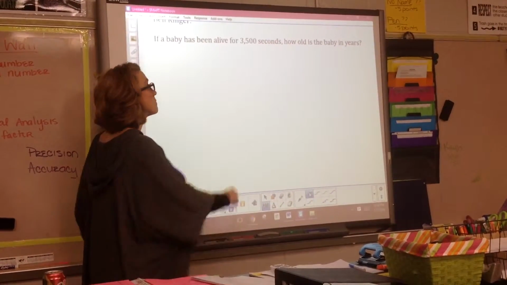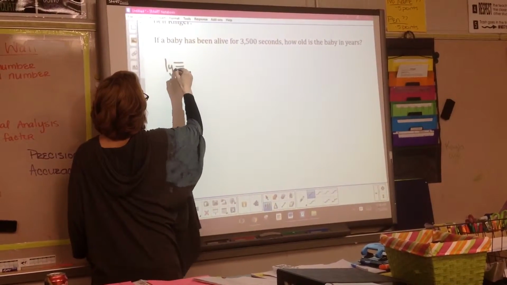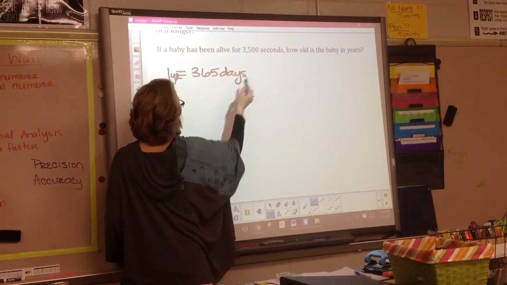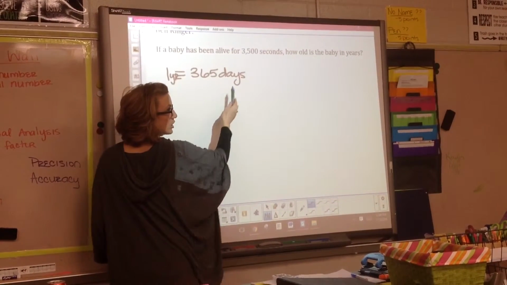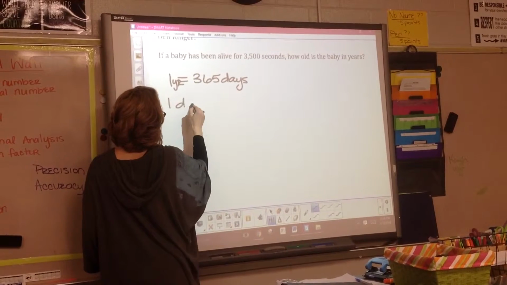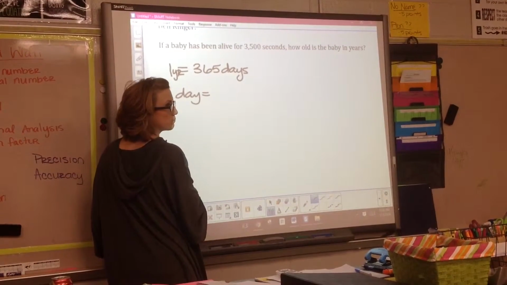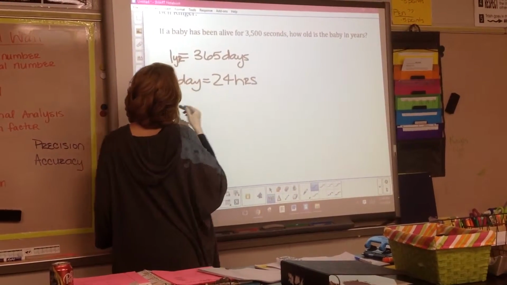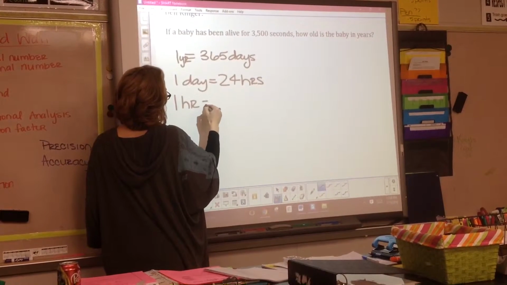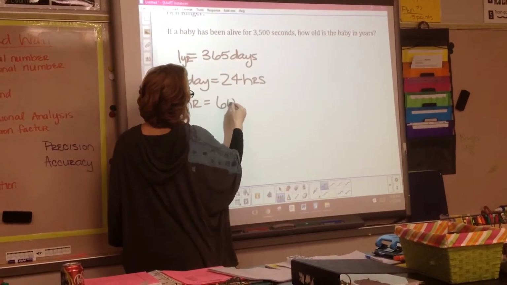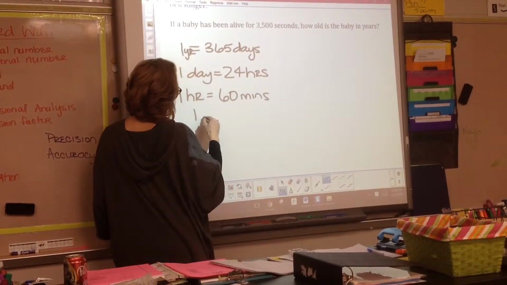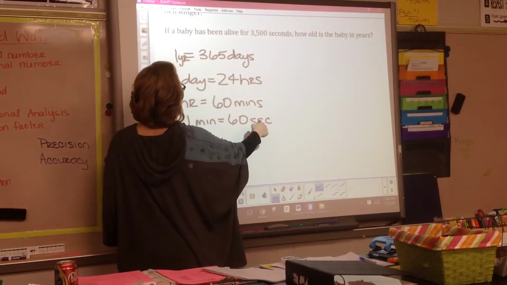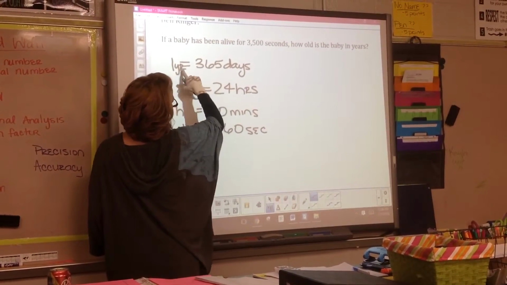1 year equals 365 days. Then we're going to go from days. 1 day is equal to what? 24 hours. We'll go from hours, so 1 hour is equal to 60 minutes. And finally, 1 minute is equal to 60 seconds. Now we have a connection from our starting unit to our ending unit.